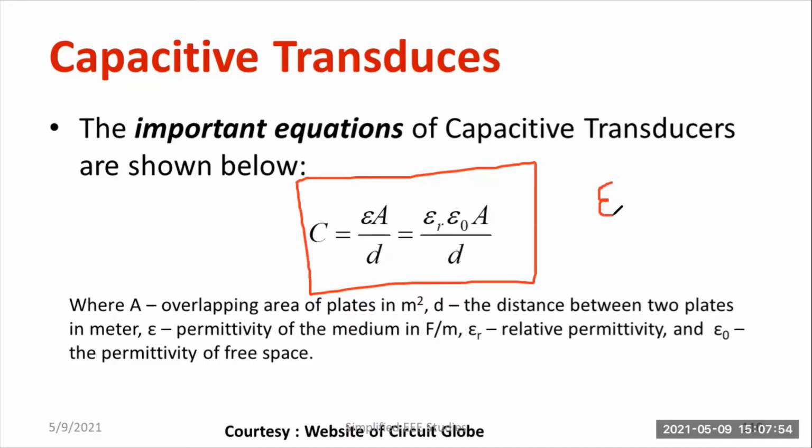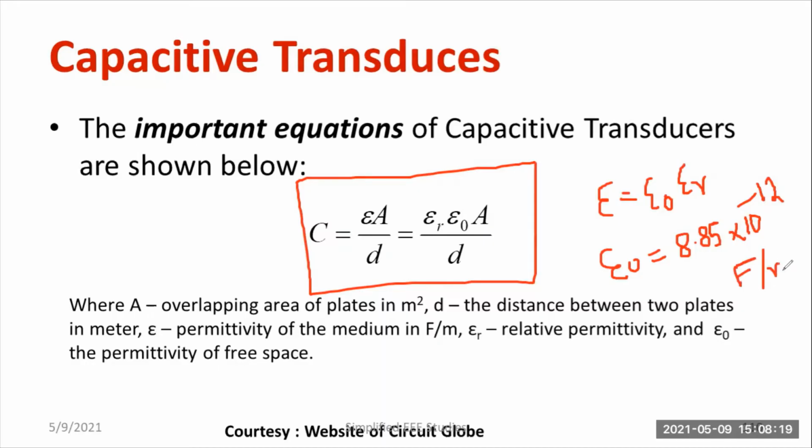So epsilon is a permittivity. Permittivity can be written as the multiplication of absolute permittivity and relative permittivity, epsilon naught and epsilon r. What is the value of epsilon naught? It will be 8.85 into 10 to the power minus 12 farad per meter. Just for your information, the unit will be farad per meter.